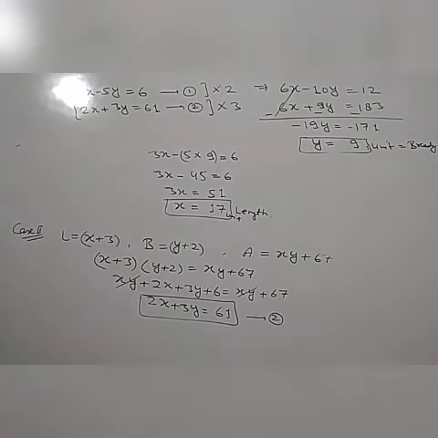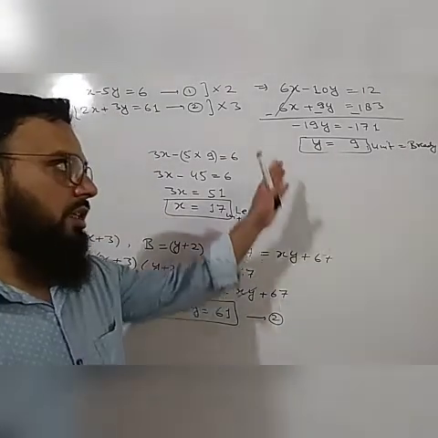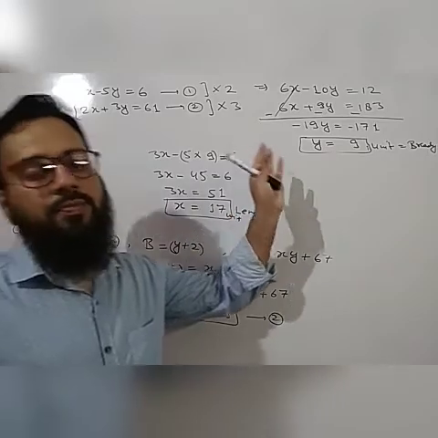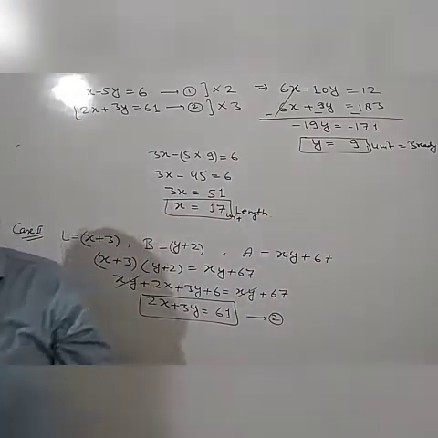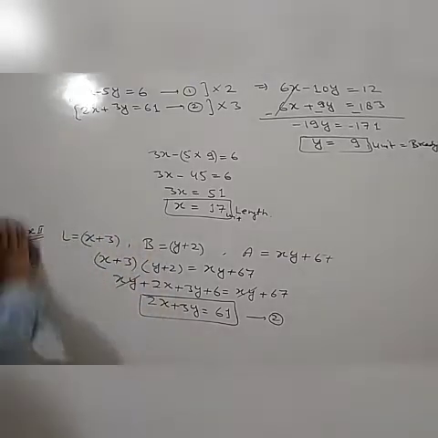So in this way, we can solve the problems based on length, width and area. Whenever we have to find the length, width and area, and some relation is given between length, width and area, we just take the length equal to x, the width equal to y, and solve for the relation which is given, and we will get our answer. Now coming to the next question.